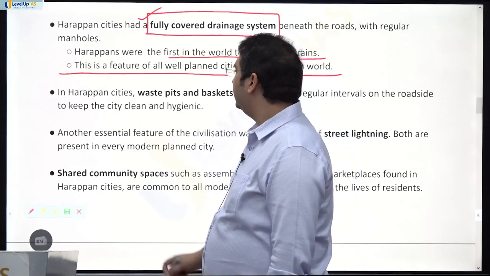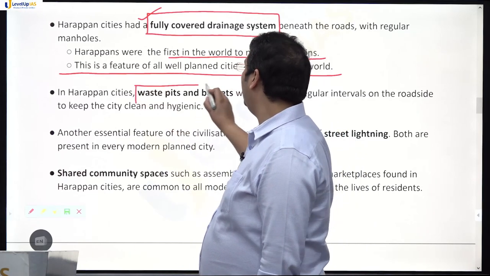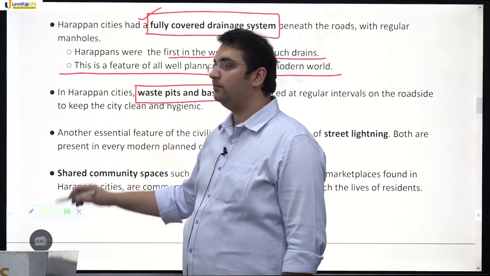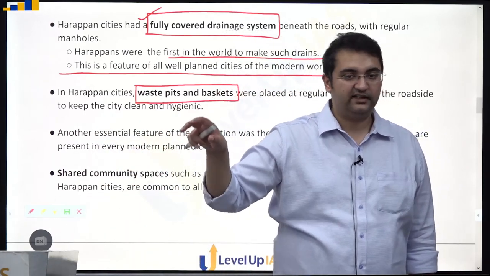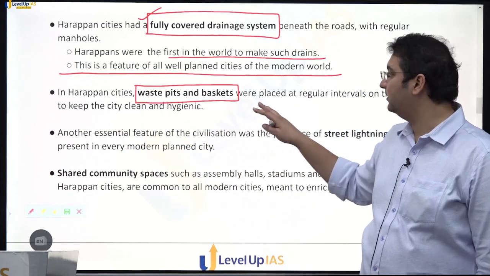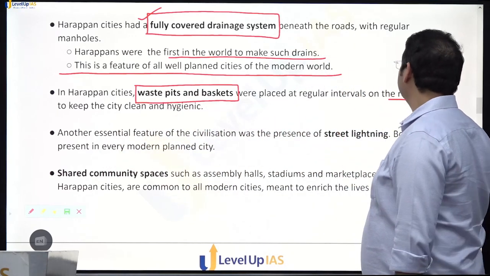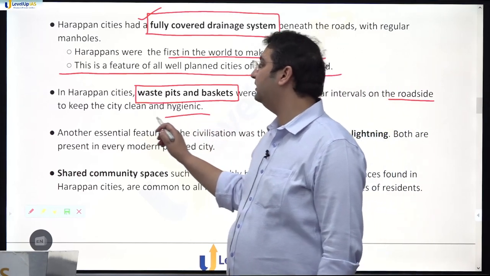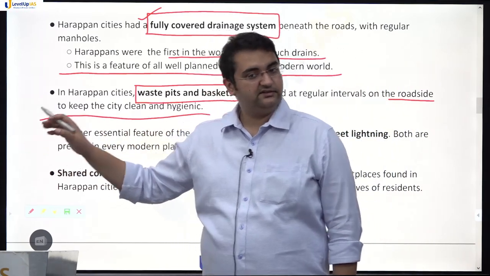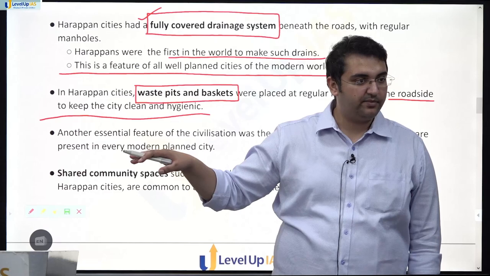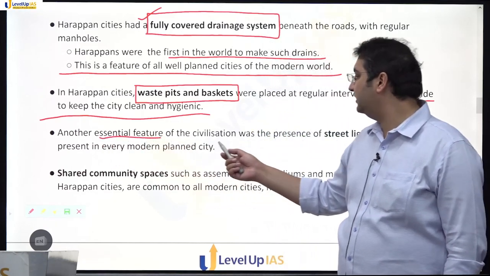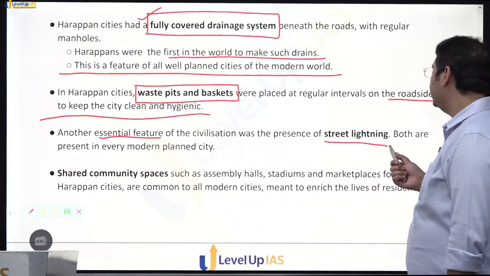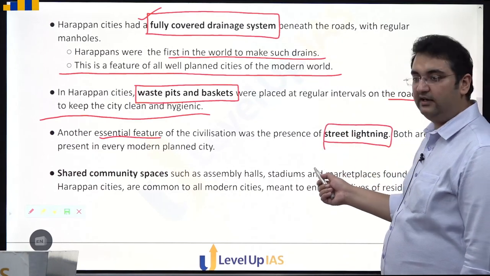Achha. Now, along the roads at regular intervals in the Harappan cities, you will find dustbins, waste baskets, waste pits at regular intervals. So this was done in order to keep the city clean and hygienic. Is this a feature of present urbanization, present urban planning? Yes, it is. Right. Another important feature of the Harappan civilization was street lighting at regular intervals.